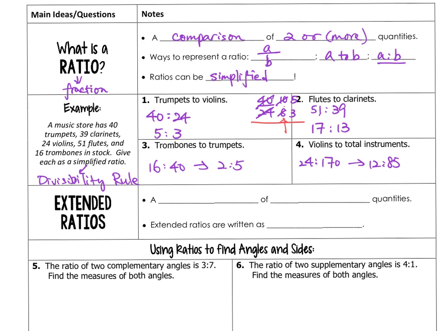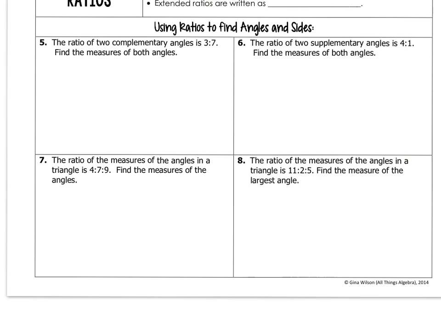Now, an extended ratio is a comparison of three or more quantities. So we can have A to B to C. Let's look at some examples here. The ratio of two complementary angles is 3 to 7. Find the measures of both angles.